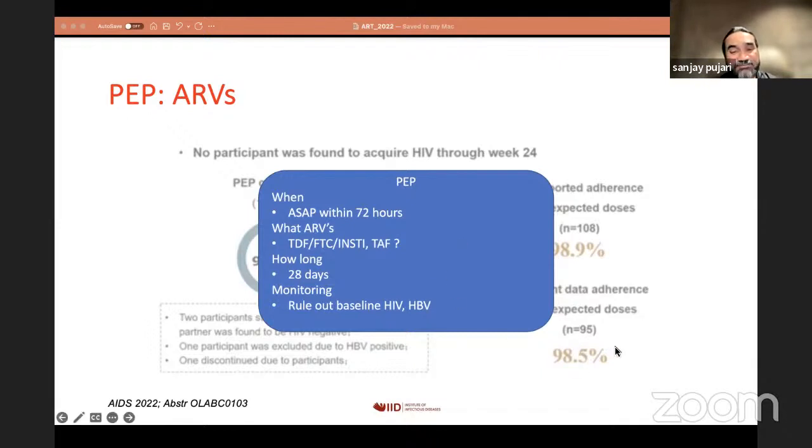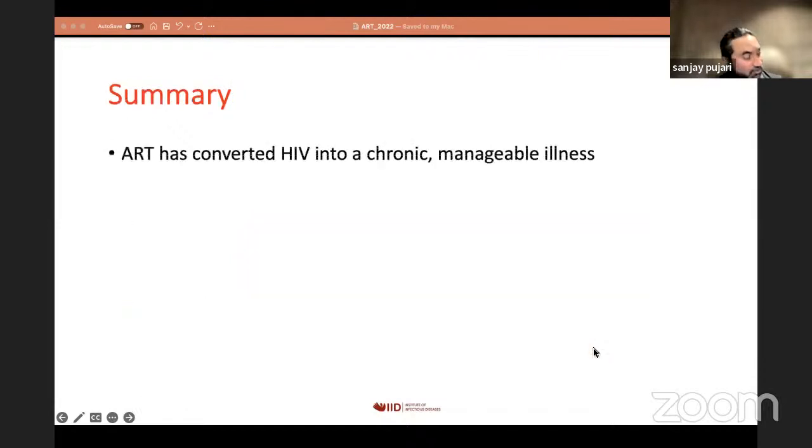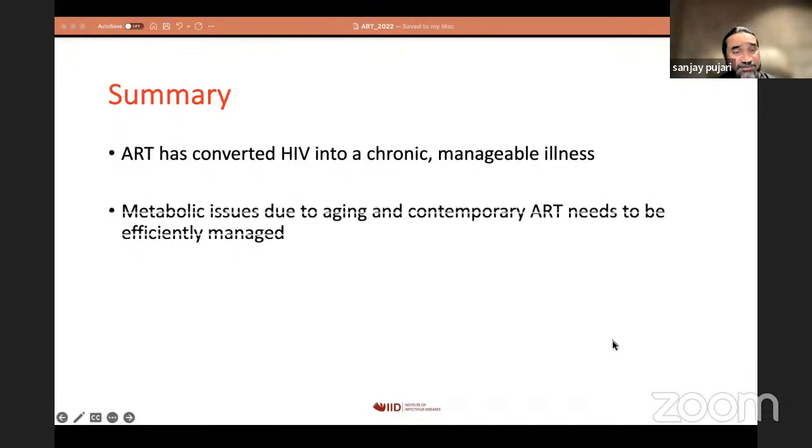So this is something which is not of a major concern now, because the majority of our patients are really undetectable with antiviral treatment. So in summary, ART has converted, as we all know, HIV into a chronic manageable illness. Our patients are aging well. We now have a cohort with a median follow-up of at least 20 years.